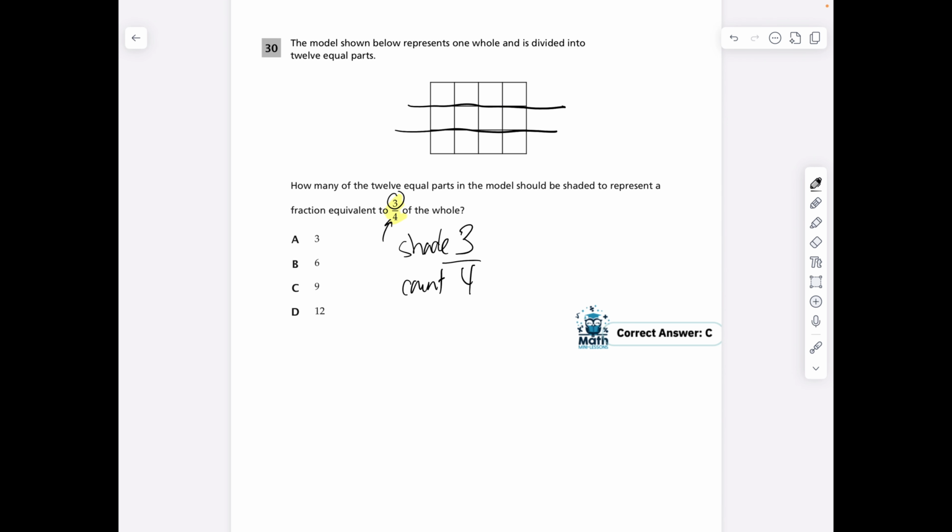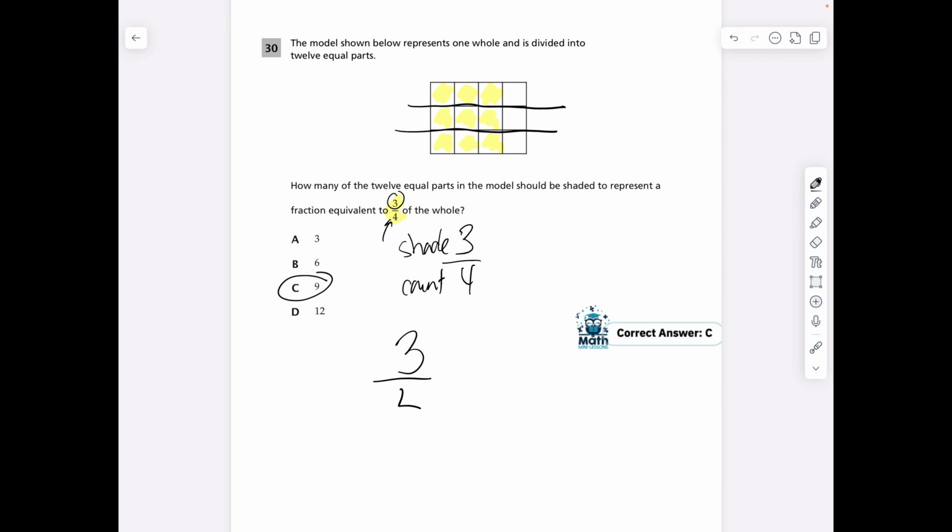Now, I like this method because even if it's not an equal thing, like if it was 3/5, I would still count 1, 2, 3, 4, 5 and shade 3. So this is a way of telling me how many groups and how I would shade it. So here's 1, 2, 3 out of 4. 1, 2, 3 out of 4. And that's how I got 9.